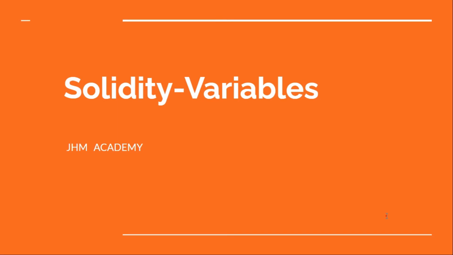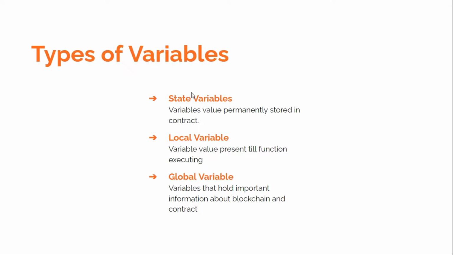Here we are learning about different types of variables in Solidity. Learning about different types of variables in Solidity becomes important because the transaction cost of each transaction depends on the variables. We'll see what that is in a moment. But here are the different types of variables in Solidity.